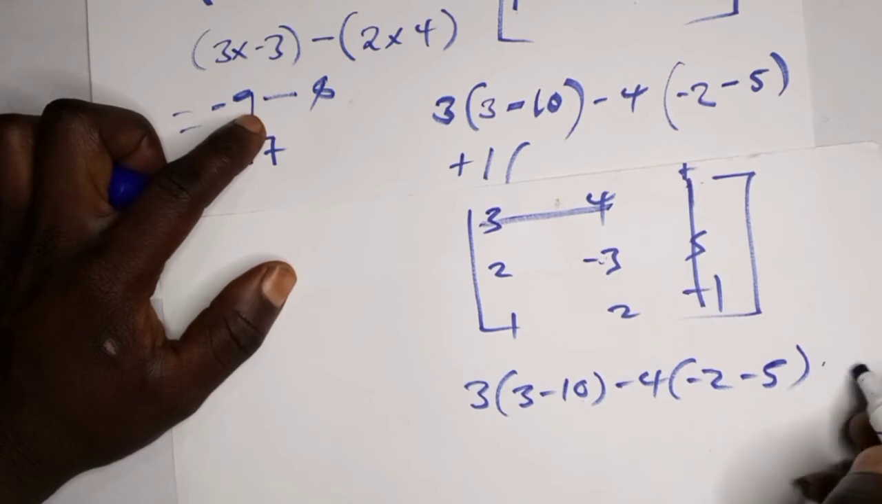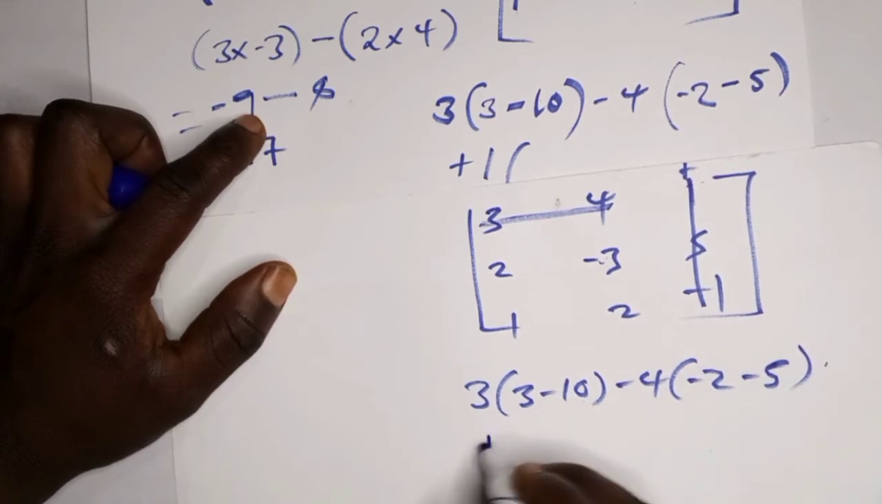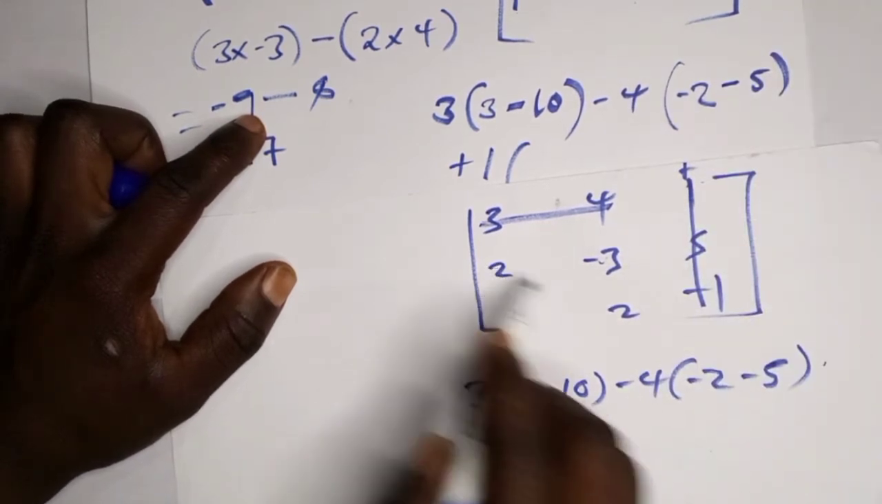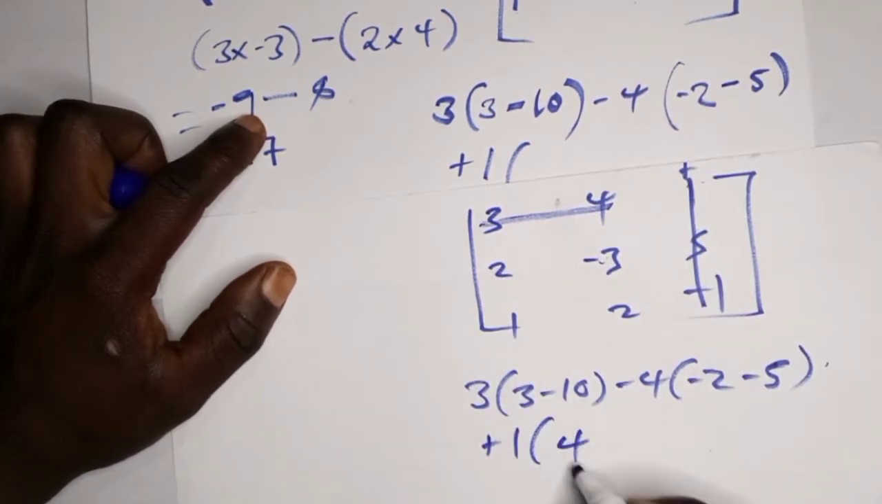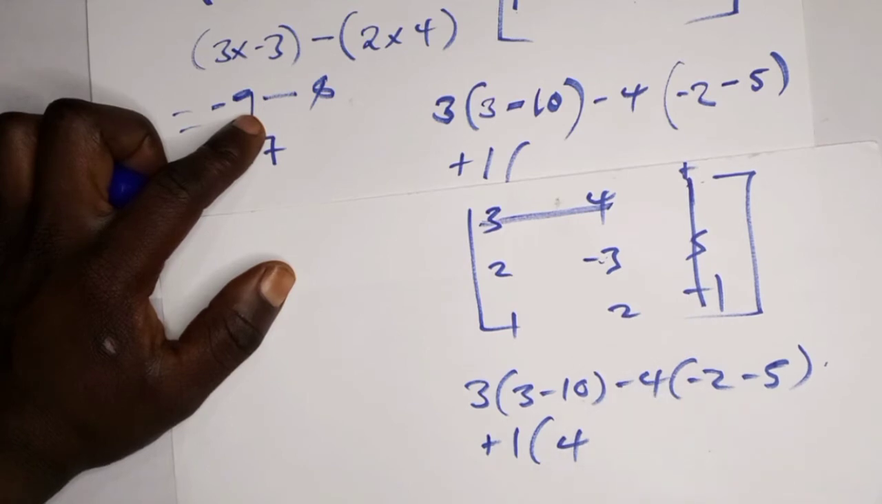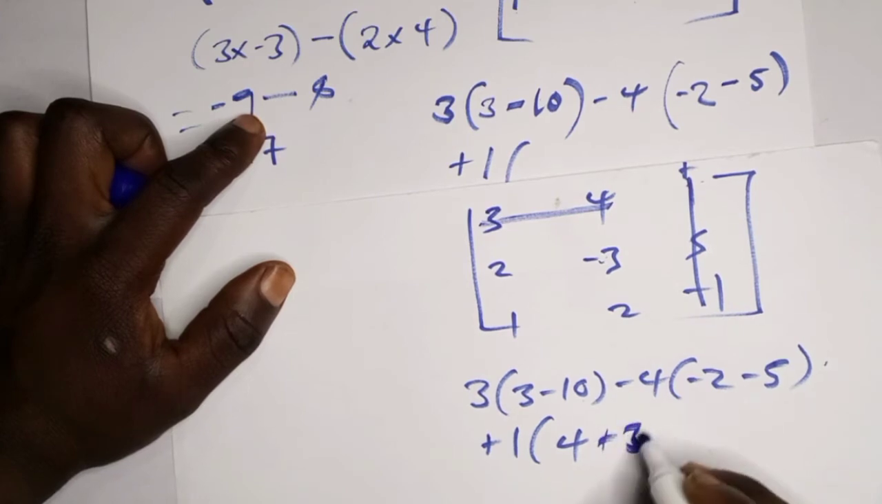Then plus 1. This is the 1 which we have at the last row. Then we remain with 2 times 2, which is 4. Then 1 times negative 3, which is negative, and there is a negative when you are subtracting the minor diagonal from the major diagonal, so it will be positive 3.